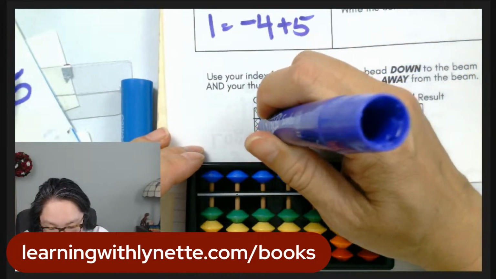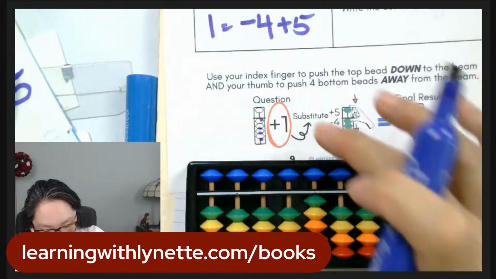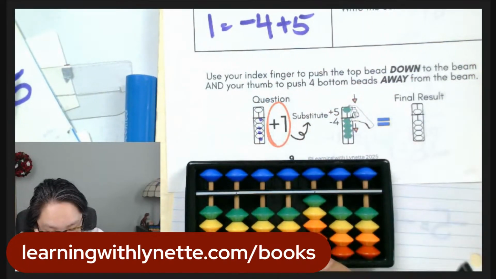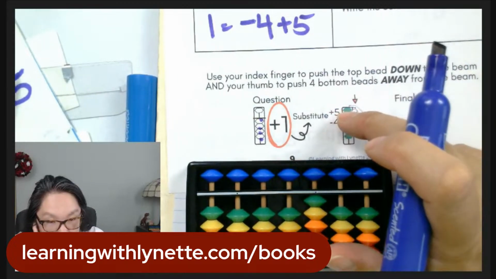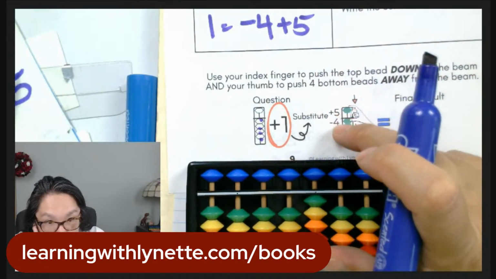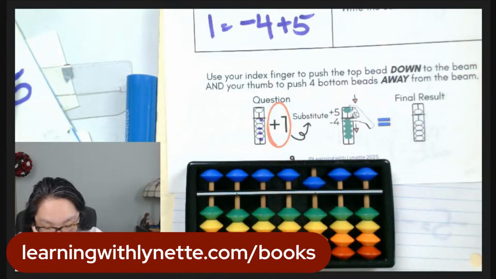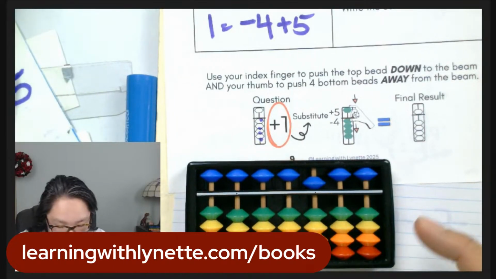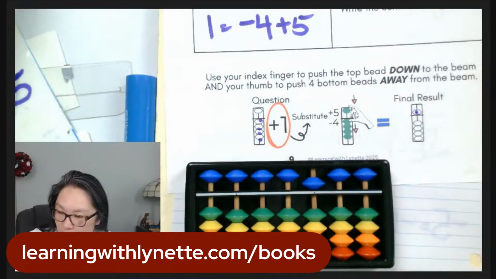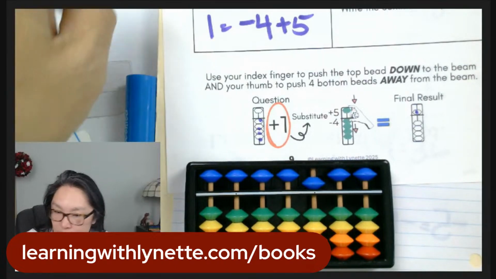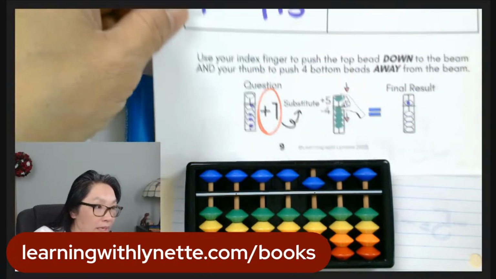So we have 1, 2, 3, 4. So we have 4 on the abacus, and we want to add the 1. Notice there's not enough beads to add the 1, so what do I do? I have to substitute plus the 5 minus the 4. So I'm going to substitute plus the 5 and minus the 4. My final answer is 5. That's what it is. Any questions?